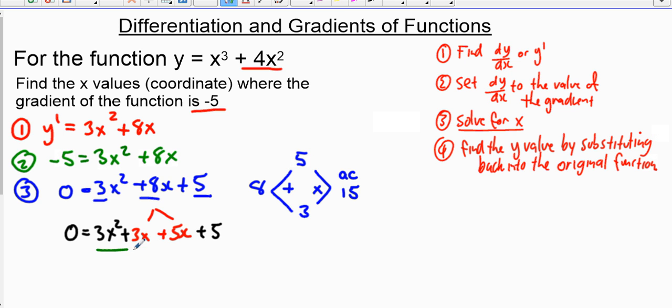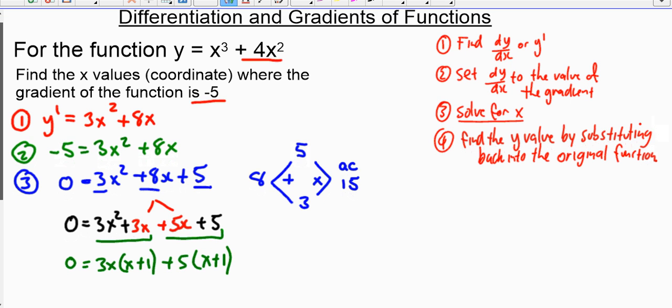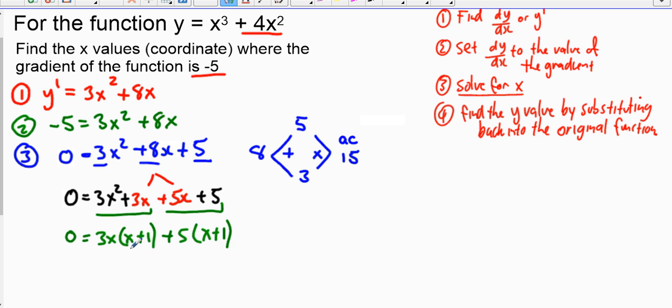Now we factorize these two terms and these two terms, and I get 0 equals 3x outside of (x plus 1) plus 5 outside of (x plus 1). It's at this stage that we can identify if we've made a mistake or not, because these two factors, sorry, are the same. So we haven't made a mistake and we are good to continue factorizing. So 0 equals (3x plus 5) is one factor, and the last factor is (x plus 1).